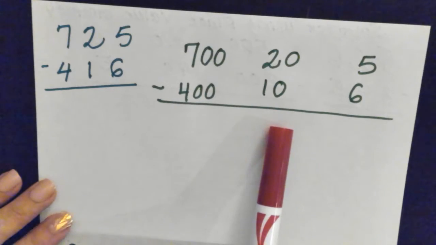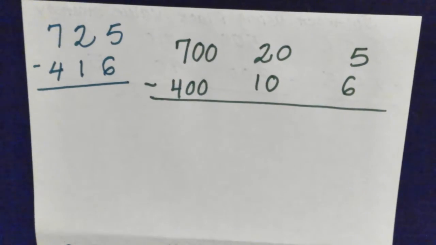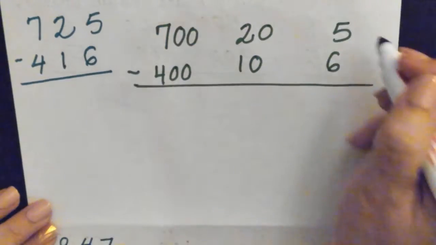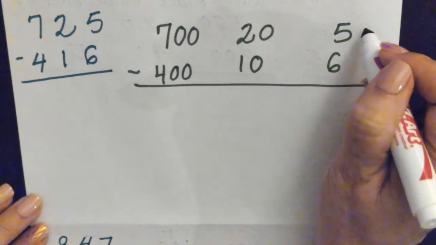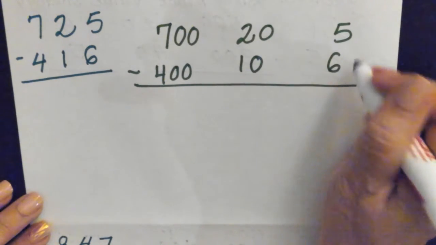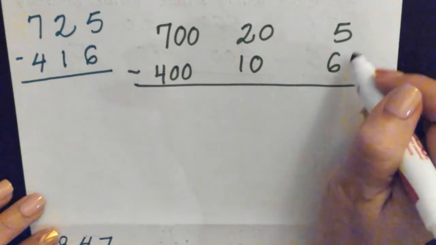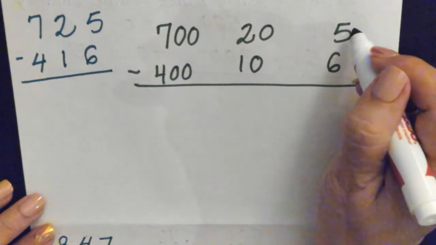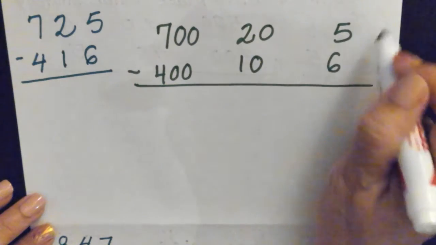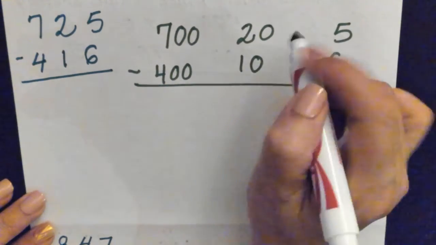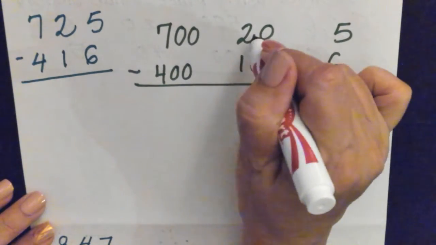Hundreds, tens, and ones. Almost said fives. Can I take 6 from 5? No. And the answer is not 1. Remember that. It's not 6 take away 5. It's 5 take away 6. I don't have enough. So we have to borrow from the tens place.